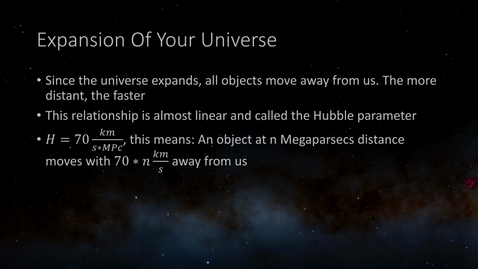And this expression actually means an object that is n megaparsecs away moves at 70 times n kilometers per second away from us. So 70 kilometers per second is quite fast. And imagine it's 10 megaparsecs away, it moves 700 kilometers per second away from us, which is just incredibly fast.